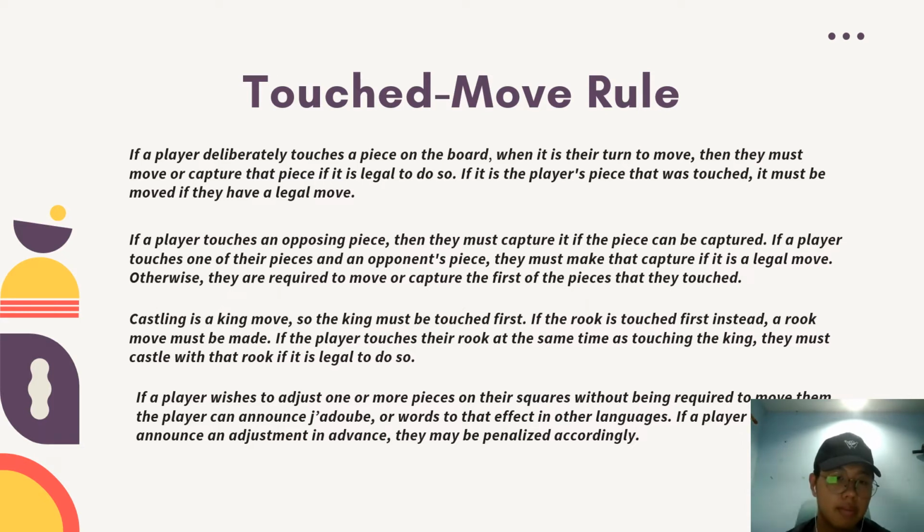If a player wishes to adjust one or more pieces on the square without being required to move, the player can just announce "j'adoube", or a word that has the same effect in another language. If a player does not announce an adjustment in advance, they might face penalties accordingly.